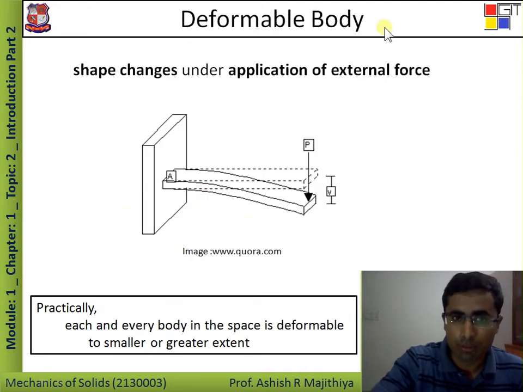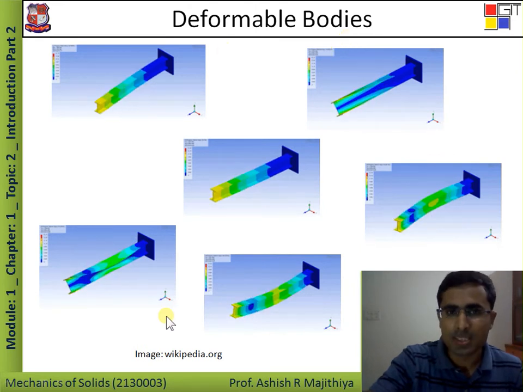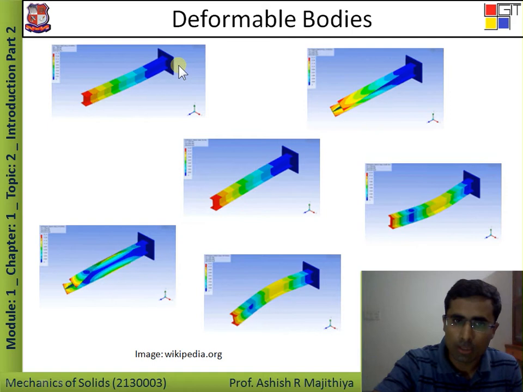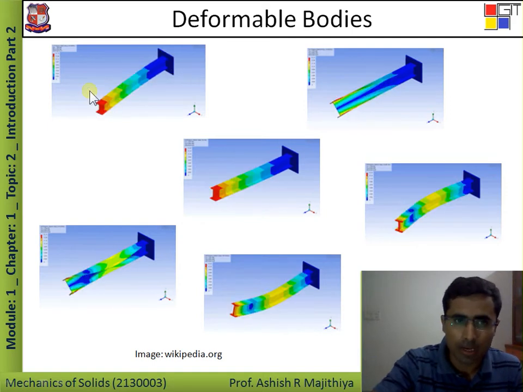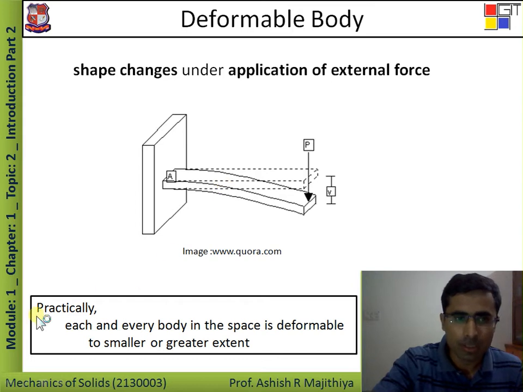In the same way, in a deformable body, the shape changes under application of external force. Here an example of a cantilever beam is given and the force is applied at the end. Because of this force, the shape is deforming because it is a deformable body. There are many examples of deformations given here. Again, for the cantilever beam, here the force is in the horizontal direction, so deformation is in the horizontal direction. Over here it is in the vertical direction. But one point is to be noted, that practically each and every body in this space is deformable. So every body is deformable to a smaller or greater extent.